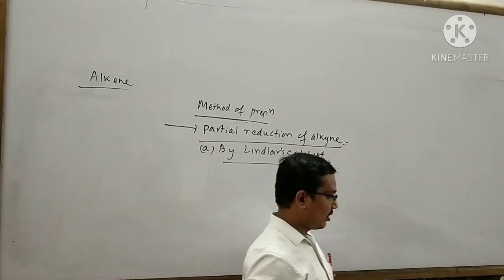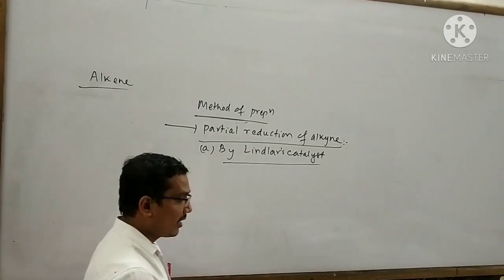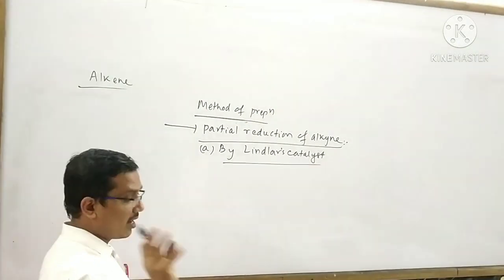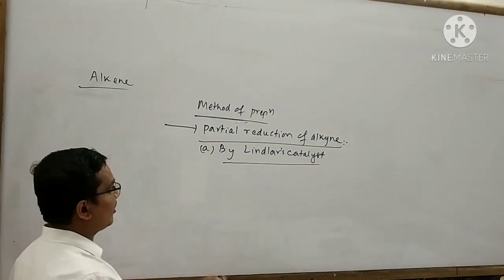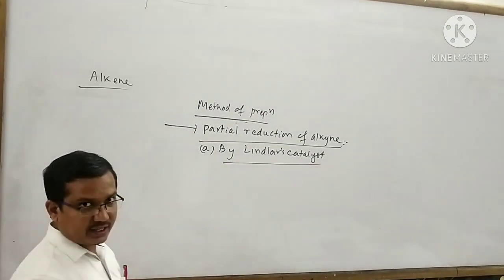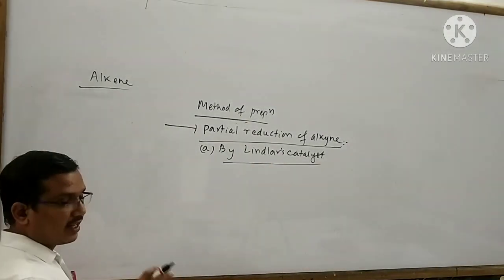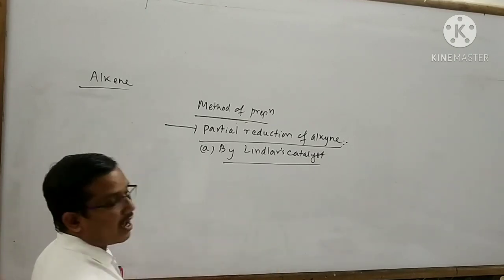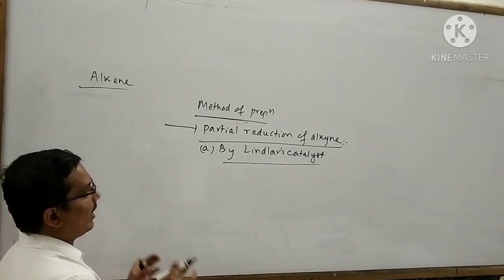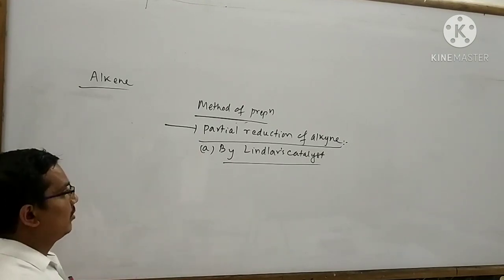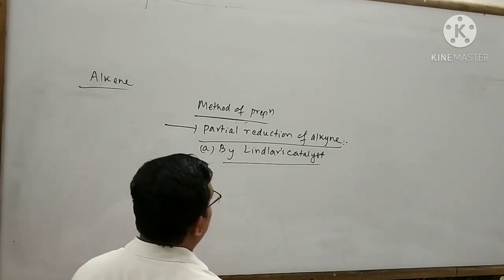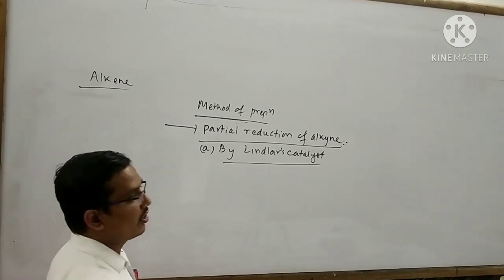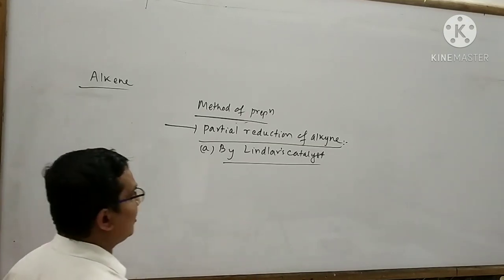Lindlar's catalyst is a palladium catalyst poisoned with a trace amount of lead and quinoline that reduces its activity such that it can only reduce the alkyne to alkene. That means when an alkyne is subjected to reaction with Lindlar's catalyst, then the alkyne undergoes reduction up to alkene. Then the alkene does not undergo further reduction with the help of Lindlar's catalyst.